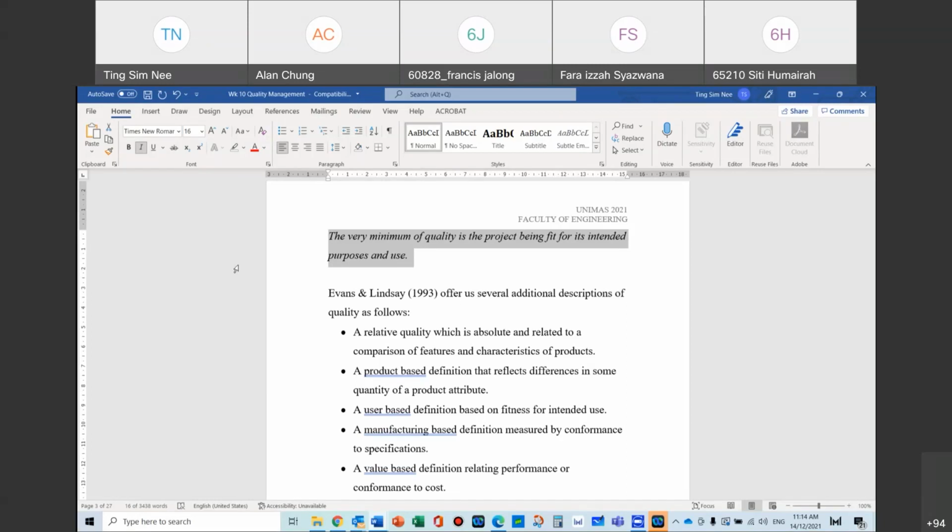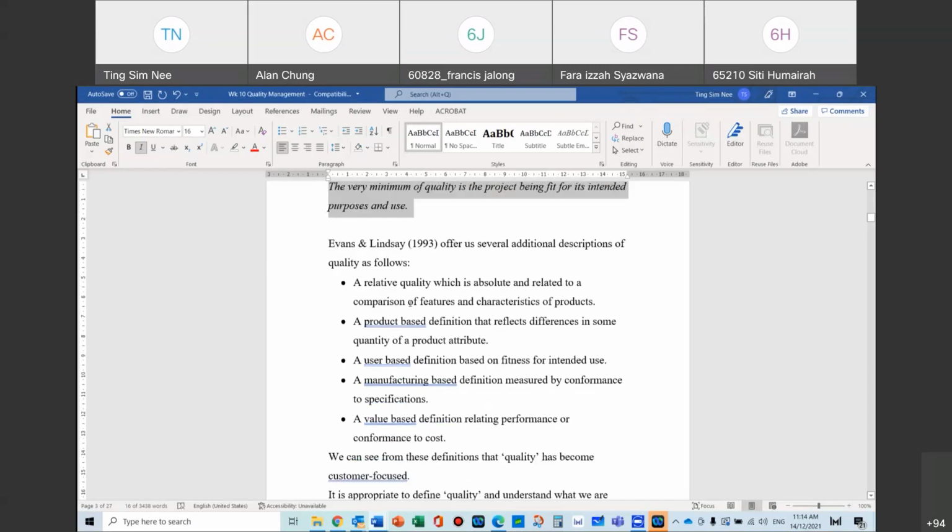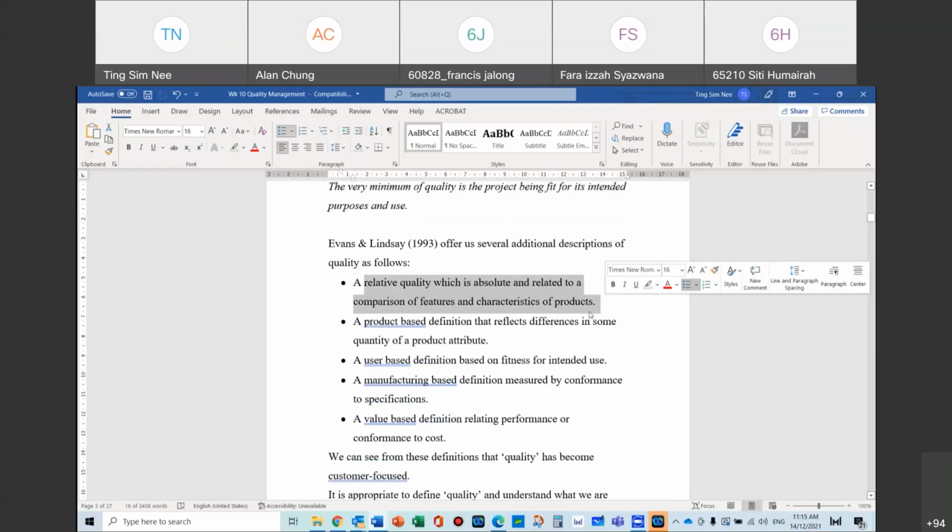So that is something that you must be aware of, especially for us in civil engineering, in construction. There are many descriptions. One of them is relative quality, which is related to a comparison of features and characteristics of products. It is not a very good definition, but obviously some people do that because they compare one thing with another thing, you see.